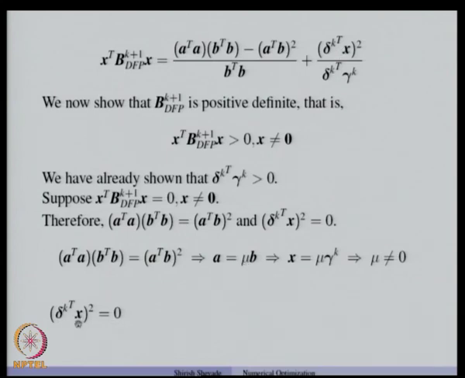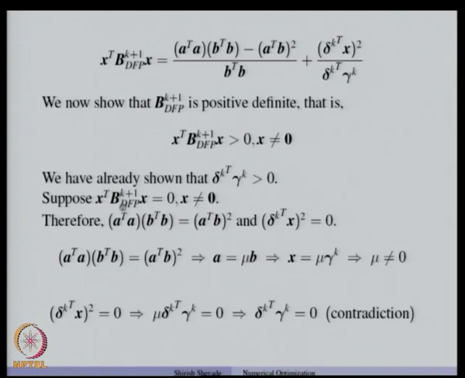Now, delta k transpose x square equal to 0, since x is nothing but mu gamma k, we can write this as mu delta k transpose gamma k is equal to 0. Now, we already know that mu is not equal to 0, and that means that delta k transpose gamma k is equal to 0, but then that contradicts the fact that we have already shown, that is delta k transpose gamma k is greater than 0. So, we get a contradiction, and therefore, we cannot have x transpose B k plus 1 x equal to 0 and x not equal to 0.